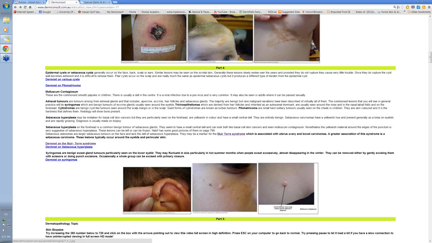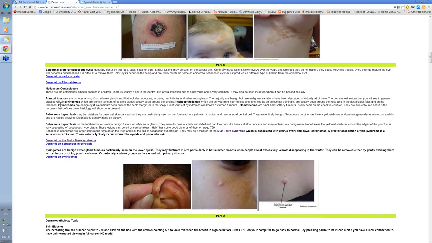So most of these I usually try and excise when they're small, but you've just got to be careful with children. They don't heal quite as well as adults do. There are some familial types where there's multiple pilomatrixomas, and they can be associated with a syndrome or two as well.